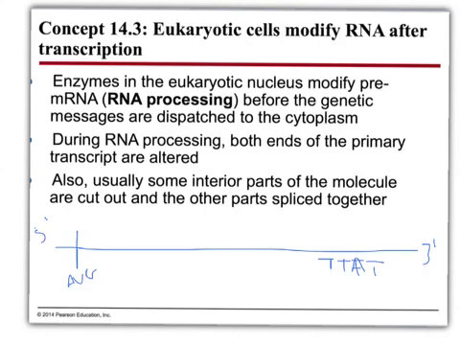What is going to happen in eukaryotes is that this RNA is not ready to leave the nucleus yet. It's not ready to be translated. There's a couple of processing steps that have to be performed for it to leave the nucleus and to be readily translated into a protein. So this is RNA processing.